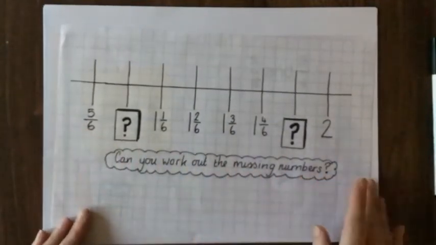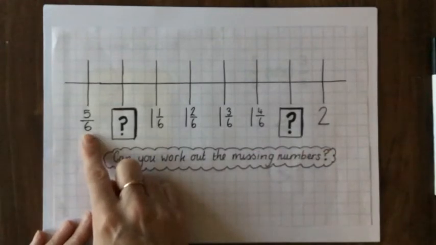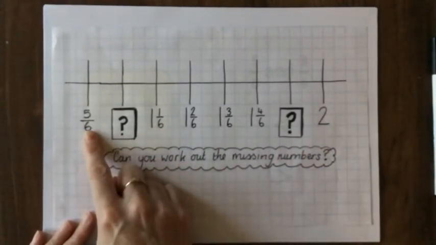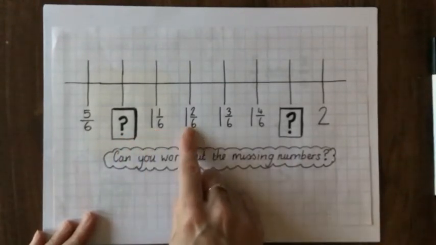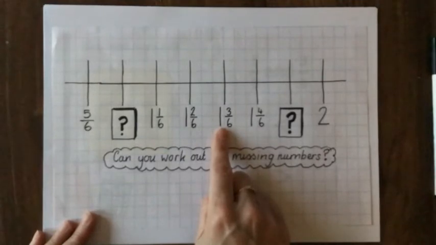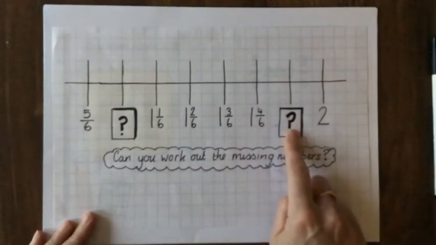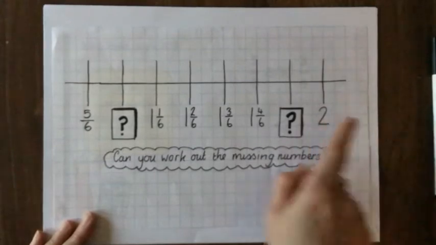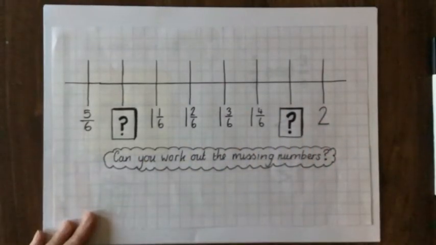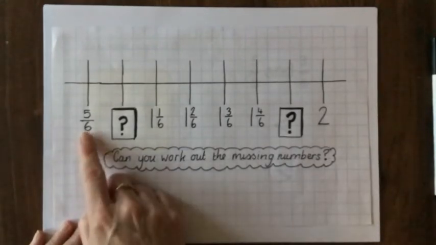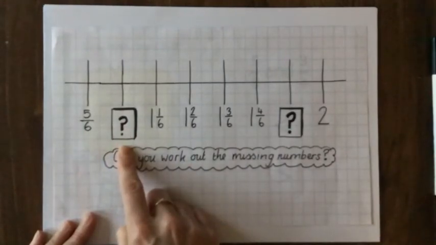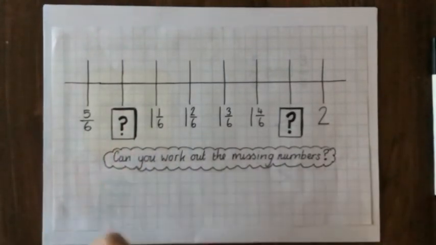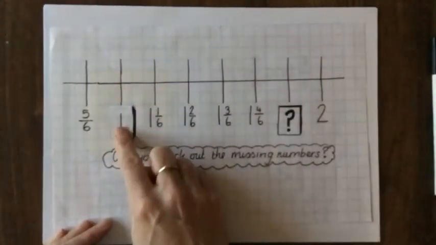As you can see, we're counting up in sixths. So we've got 5/6 here and a missing number. We've got 1 and 1/6, 1 and 2/6, 1 and 3/6, 1 and 4/6, a missing number, and 2. Whenever we've got a missing number, we need to look at the numbers around it to help us out. So let's start off by looking here. We've got 5/6. Now, some people might say, oh, well, it's 6/6 next, but we wouldn't put 6/6. We'd say that was 1 whole.